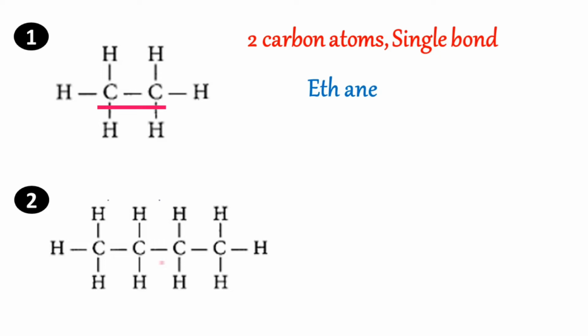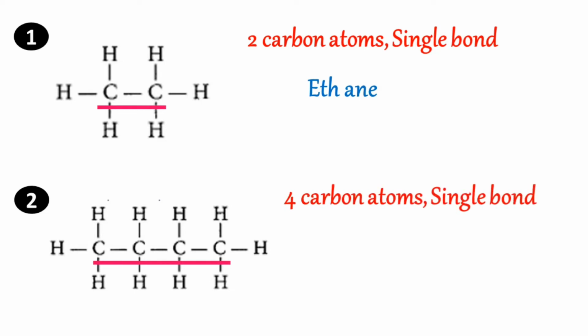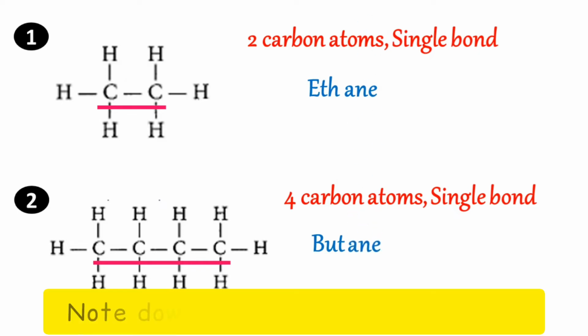Now let's move on to the second question. In this structure, you can see that there are four carbon atoms. So the prefix or root word is but, B-U-T. And all the bonds are single bonds, that is, all the carbon atoms are bonded through single bonds. So it's again an alkane. Alkanes end with the word ane. Hence, the name of this compound is butane.